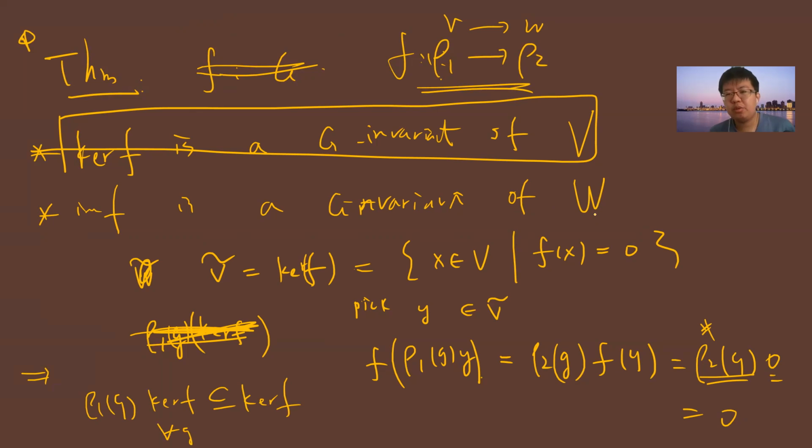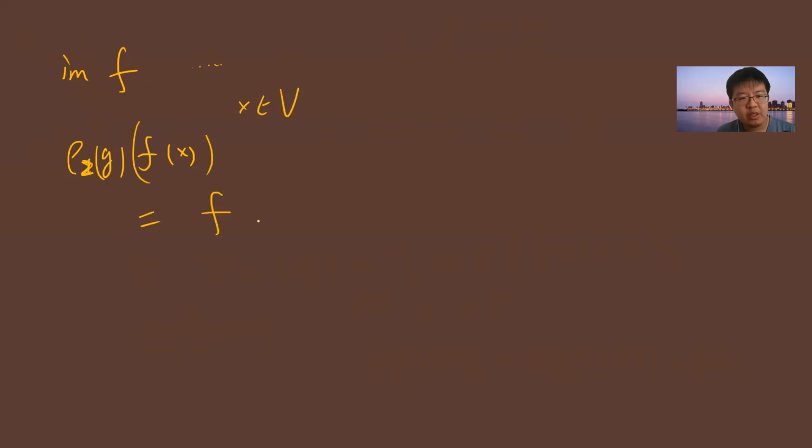Also, the image of F is similar; you just check. So maybe let's prove it. The image of F is also a G-invariant subspace of W. The reason is that you take ρ2(g), so you need to start from ρ2(g). Any element in the image of F looks like F of x, for x in V. But ρ2(g) F(x) is the same as F of ρ1(g)x. Now ρ1(g)x is another vector in V, so by definition this is just in the image of F. So yeah, trivial.